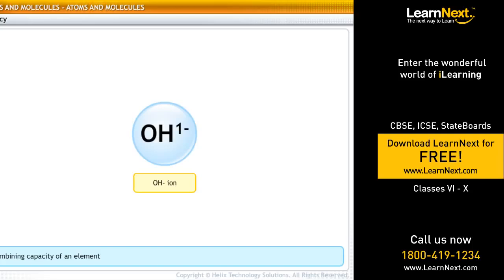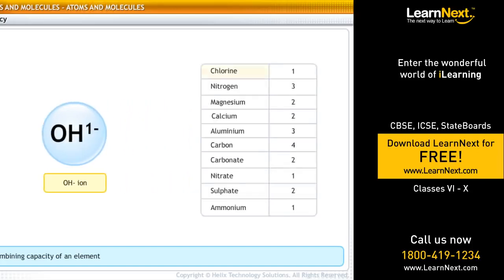Here are the valencies of some elements. Chlorine has the valency of 1. The valency of magnesium and calcium is 2, while nitrogen and aluminium is 3, and that of carbon is 4. A nitrate ion and an ammonium ion show a valency of 1, whereas carbonate and sulfate have a valency of 2.